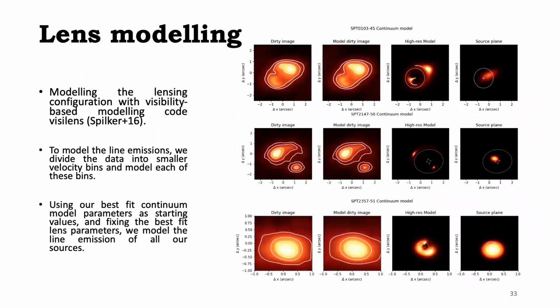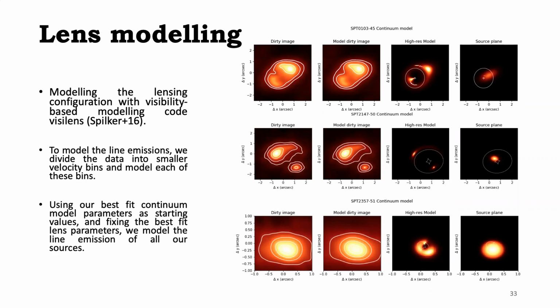But all this was done on the image plane. What does the source plane of these galaxies tell us? For this, we need to model the lensing configuration of these galaxies, and we use the visibility-based modeling code known as VisiLens. So here on the 3 panels, we show the continuum lens model for all the 3 galaxies. In order to model the continuum emission, we choose our lens parameters and our source parameters. We set a source profile and then try and model based on the available data points.